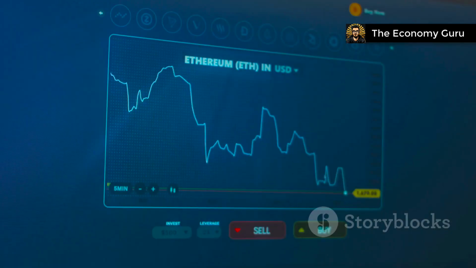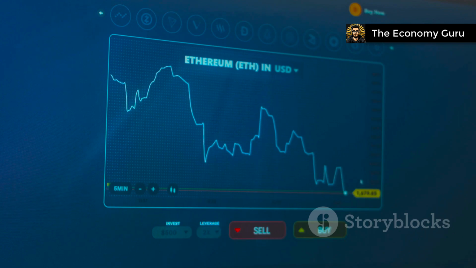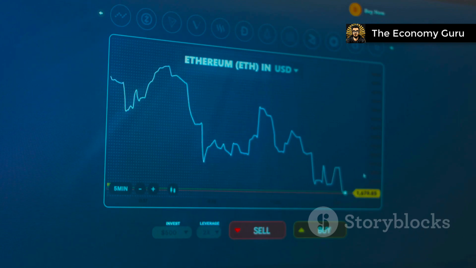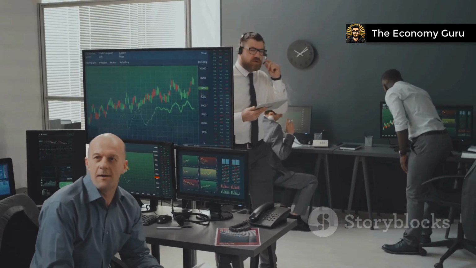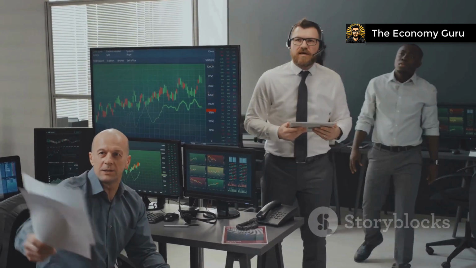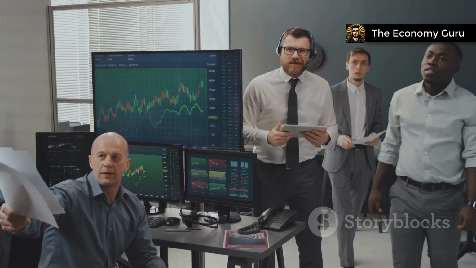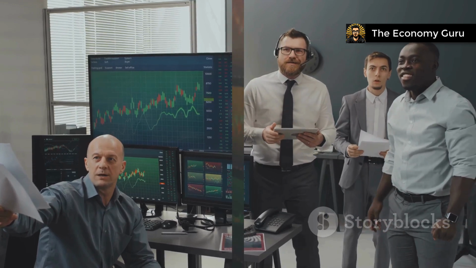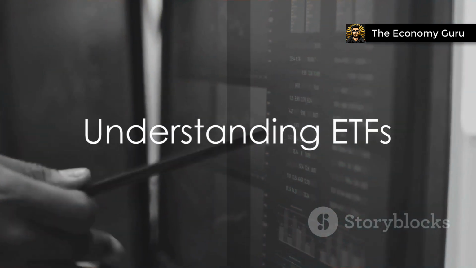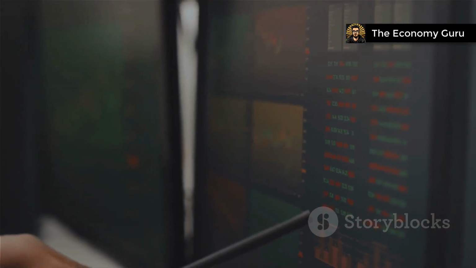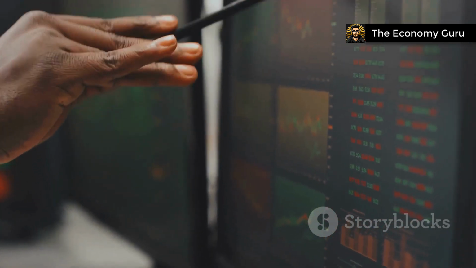An ETF, or exchange-traded fund, is a type of investment fund that is traded on stock exchanges, much like individual stocks. ETFs are designed to track the performance of a particular index, sector, commodity, or basket of assets. Let's delve into the key characteristics of ETFs.